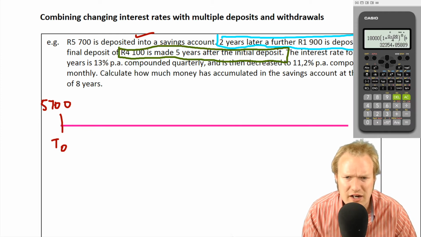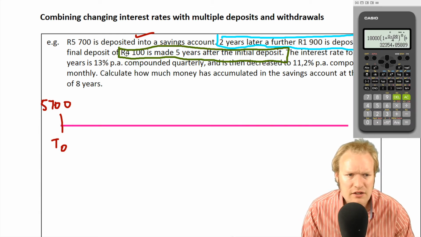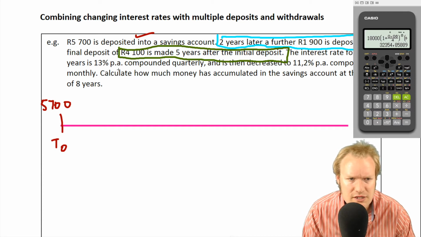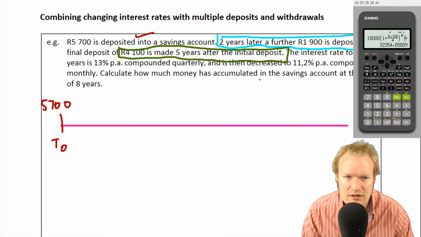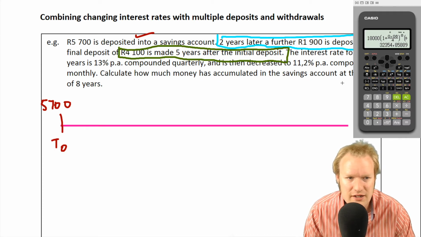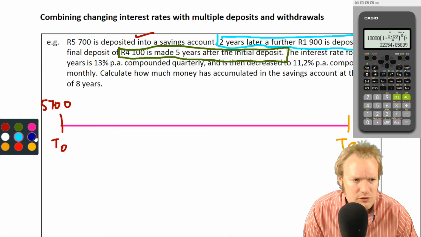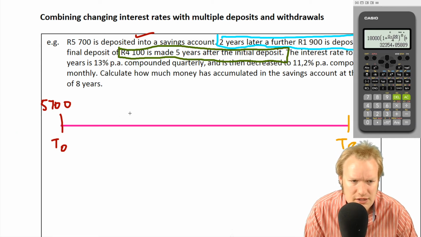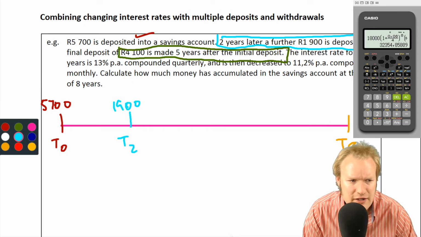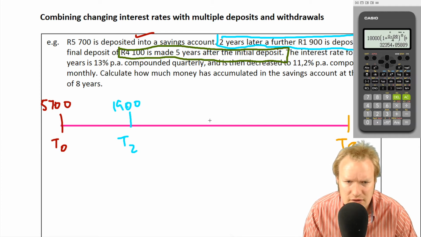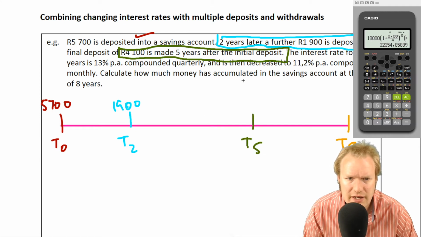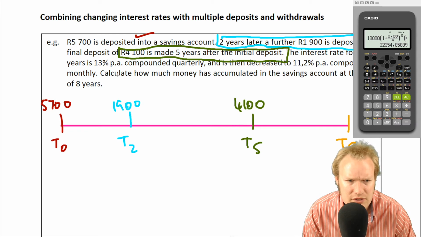So T5. The interest rate for the 3 years is 13% per annum compounded quarterly, then decreased. Calculate how much has accumulated at the end of 8 years. That's the bit I'm waiting for, so I can go T8 and let's fill in the other bits. 2 years, 2 years, that's 4. This looks like 2 over here. 1,900 is put in, and a final deposit 5 years after the initial. So 5 is about here, and we put in 4,100. No withdrawals. There's all that side of things.